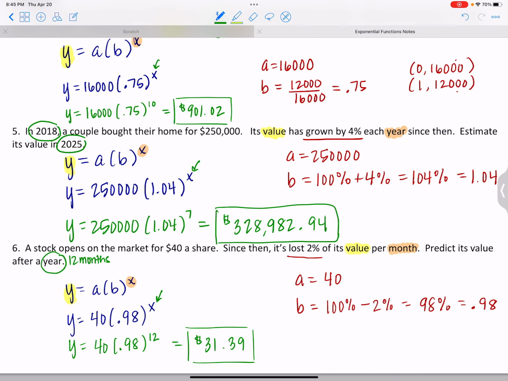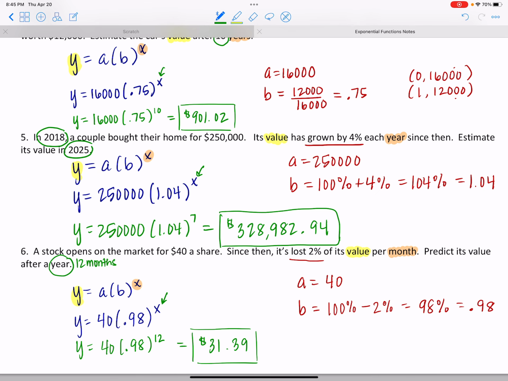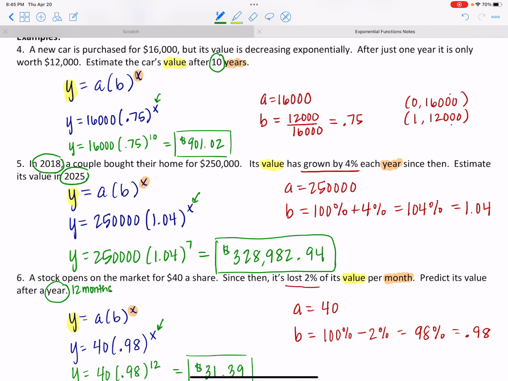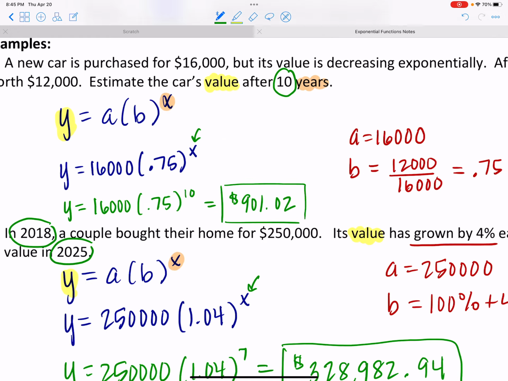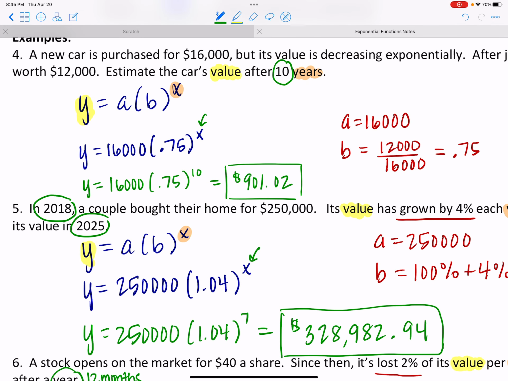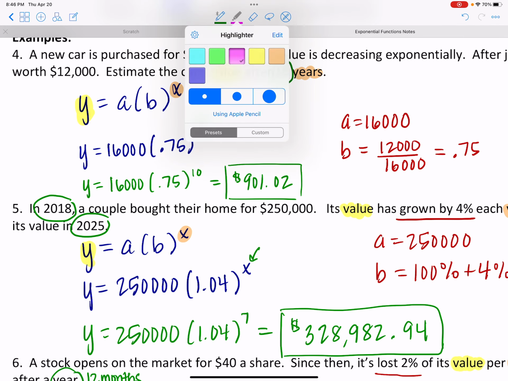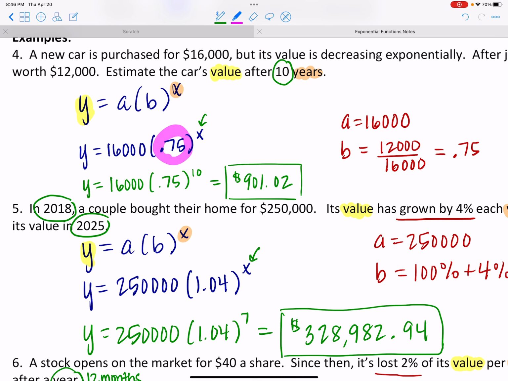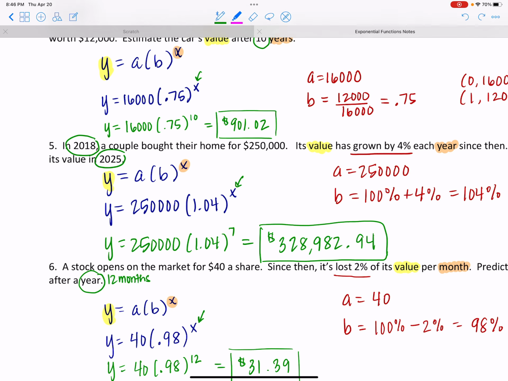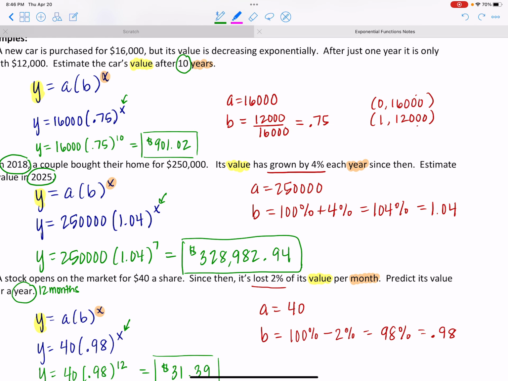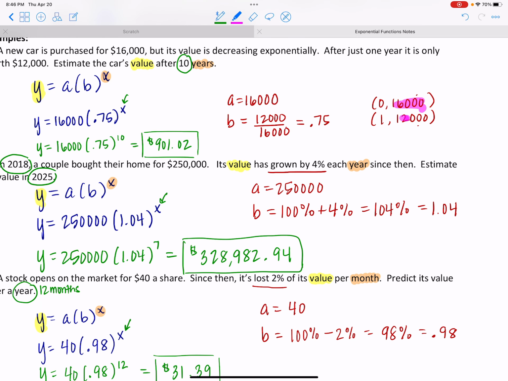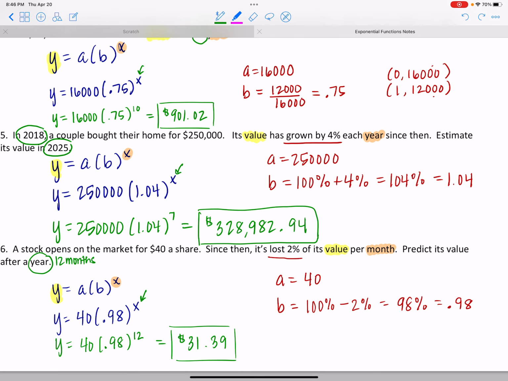Okay? So there's just a few examples. I'm hoping some of this looks familiar. And just let me back up to this problem real quick here. Since I'm talking about growth factors, I just want to point out, since there's a 0.75 here, this is a problem that's losing 25% of its value. Hopefully that makes sense. Okay? So that growth factor, if we're given two consecutive outputs like we are here, we can always divide to find it. If we're given a percent gain or loss, we're going to add or subtract to 100.